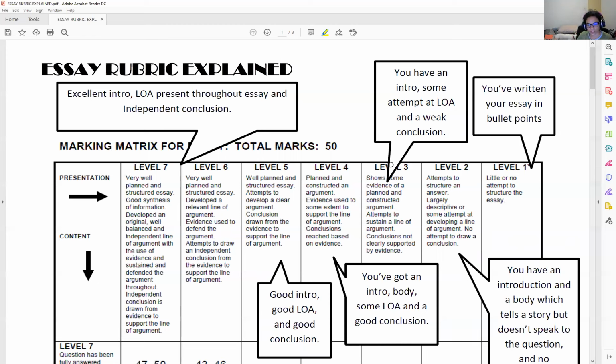You have an introduction as well. So that shows evidence that you have actually thought about the question. You are really on the path to answering this question.